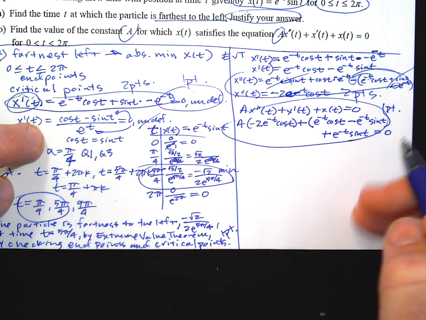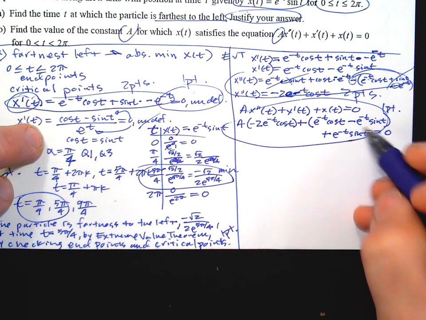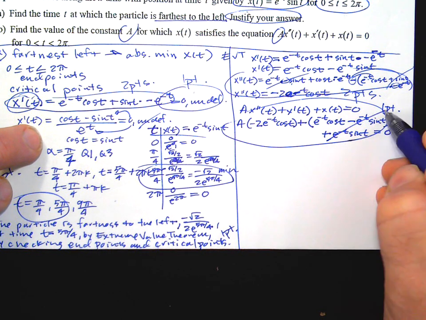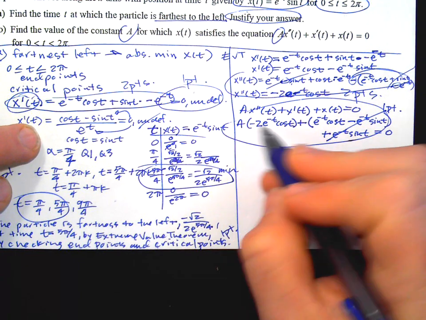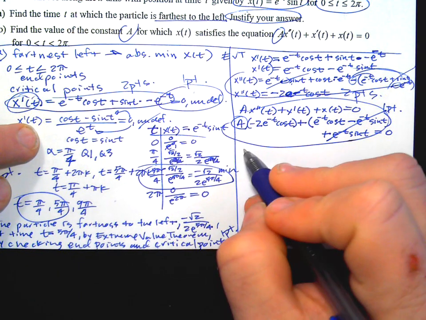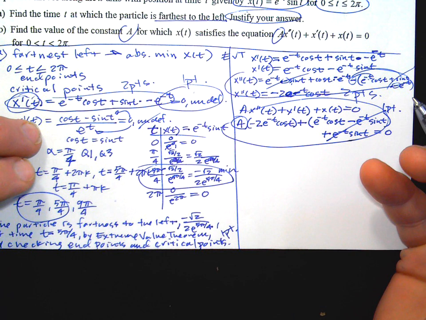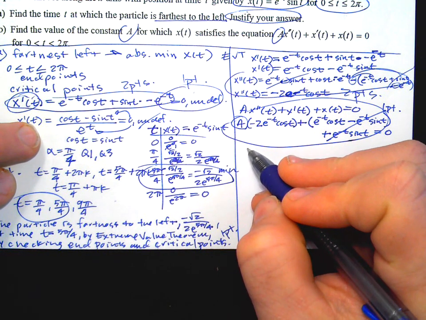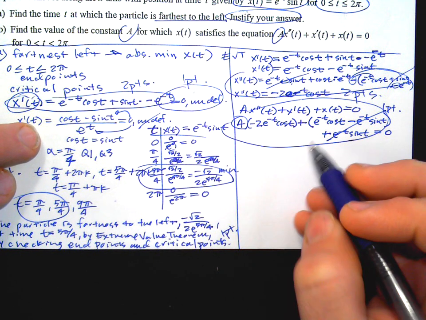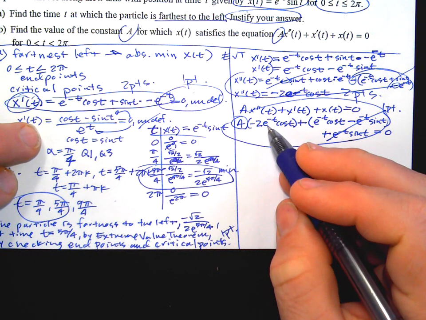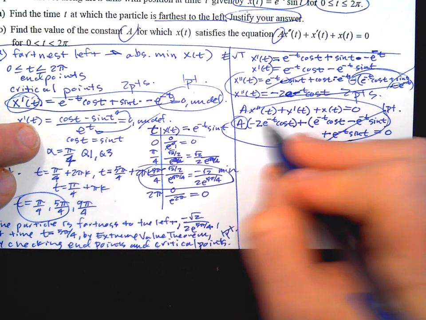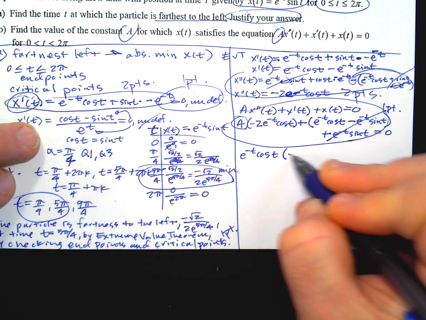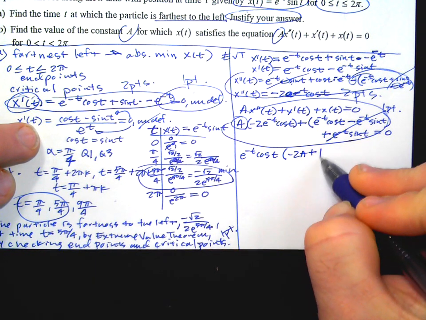Now, can we simplify anything? Look at this. Negative e to the negative t sine t and positive a e to the negative t sine t, those cancel each other out. We cannot combine these together because this one has an a in front. But what we could do is, we're trying to solve for a, right? We could factor. Yeah, let's factor out the e to the negative t cosine t, because they both have that, and then this has a negative 2 left over, and then this one has an a, and it's supposed to all equal 0.